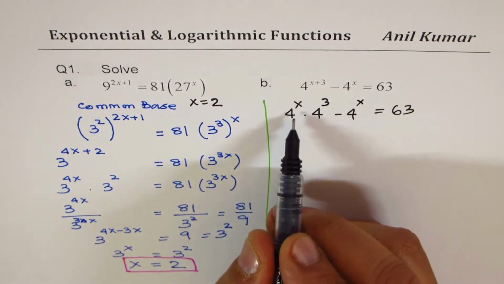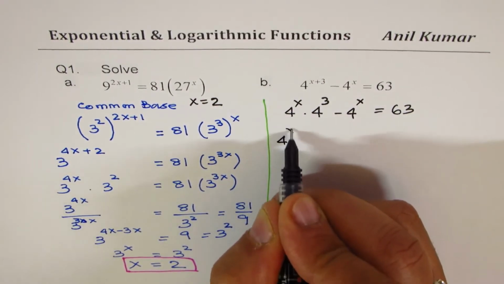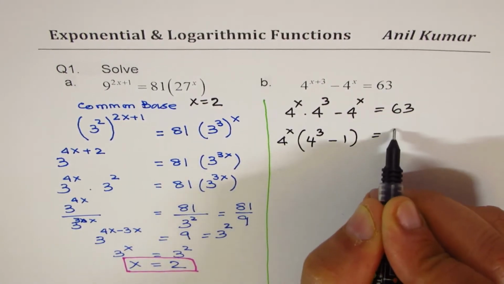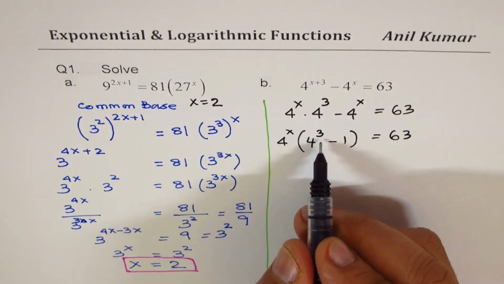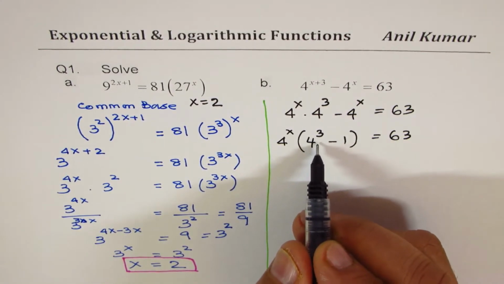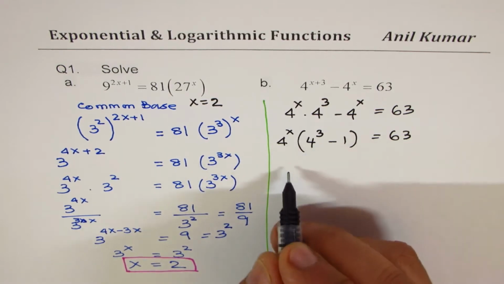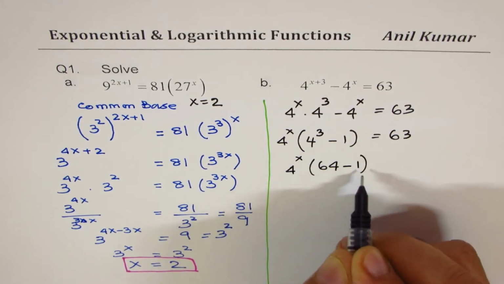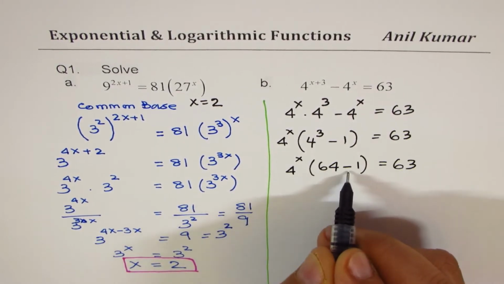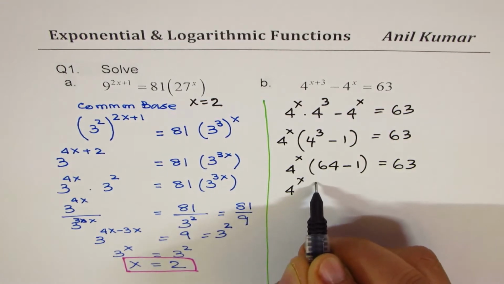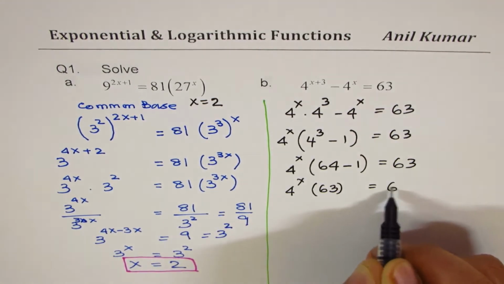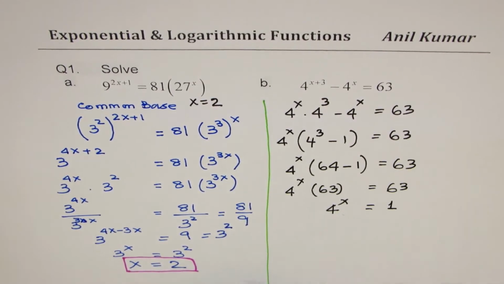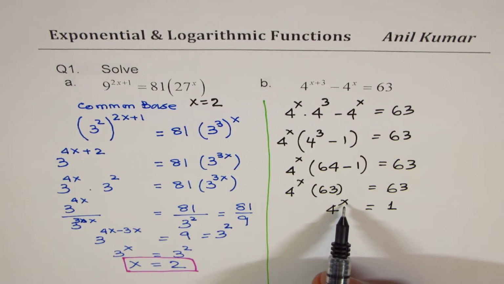Now, we could take 4 to the power of x common. So if I take 4 to the power of x common, I get 4 cubed minus 1 equals 63. Now 4 cube is what? 4 times 4, 16. 16 times 4 is 64. So we get 4 to the power of x times 64 minus 1 equals 63, which is 63, right? So we get 4 to the power of x times 63 equals 63. Divide by 63, 4 to the power of x equals 1. Now what should be the value of x?